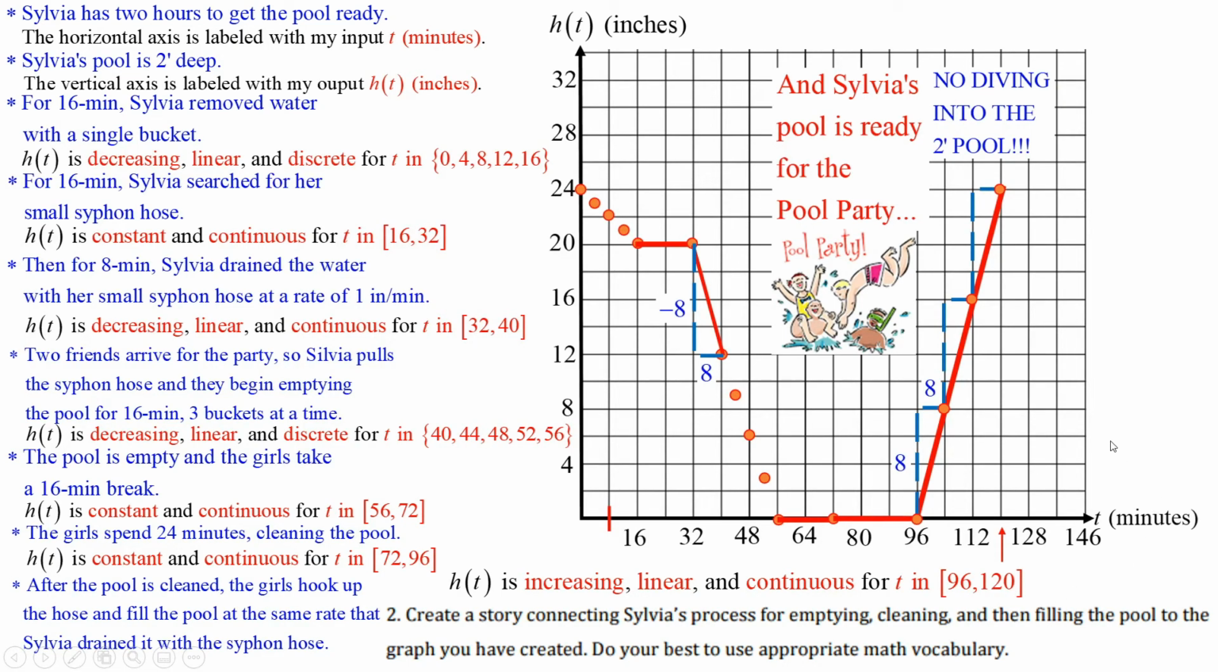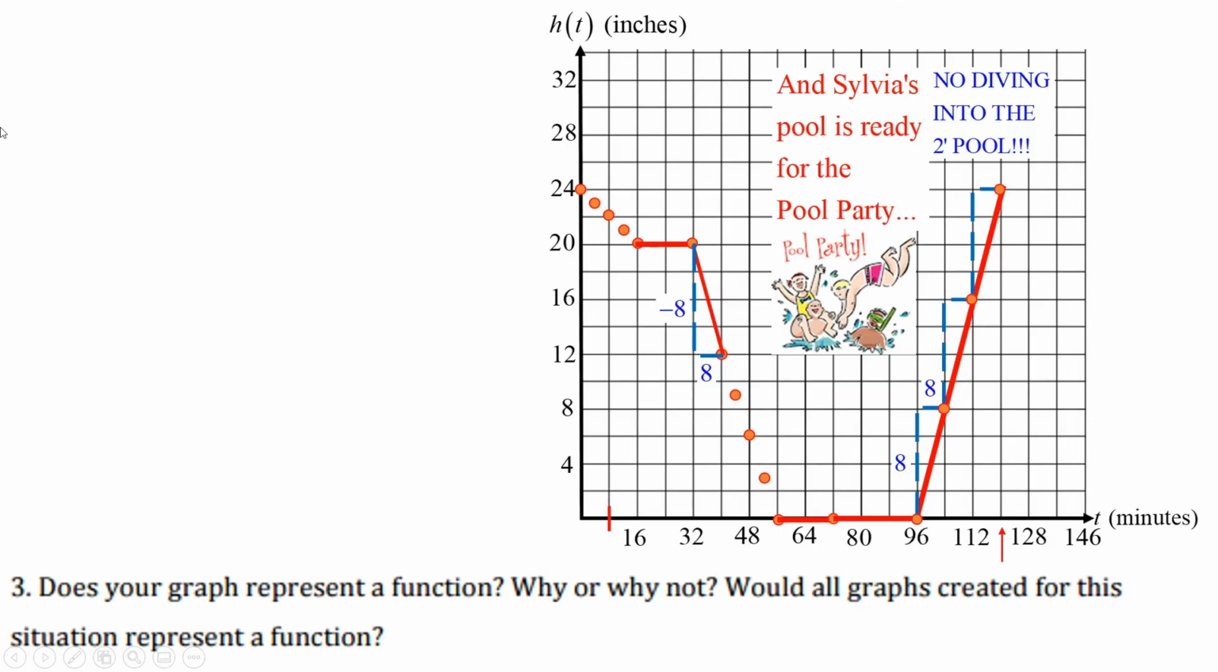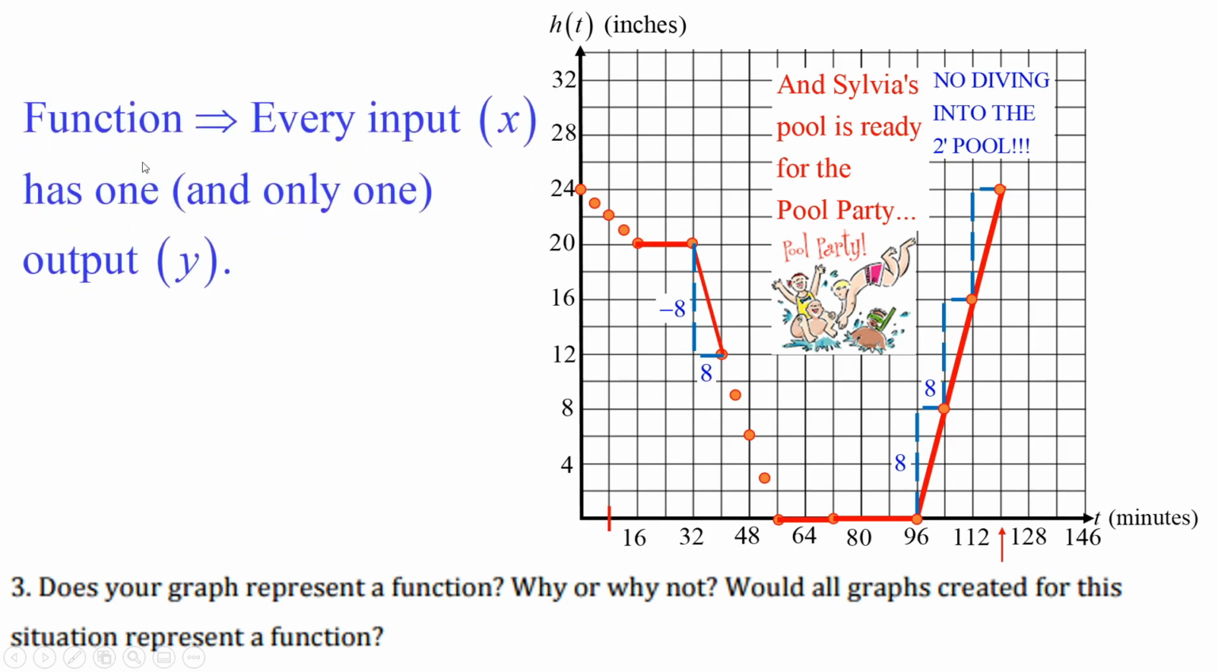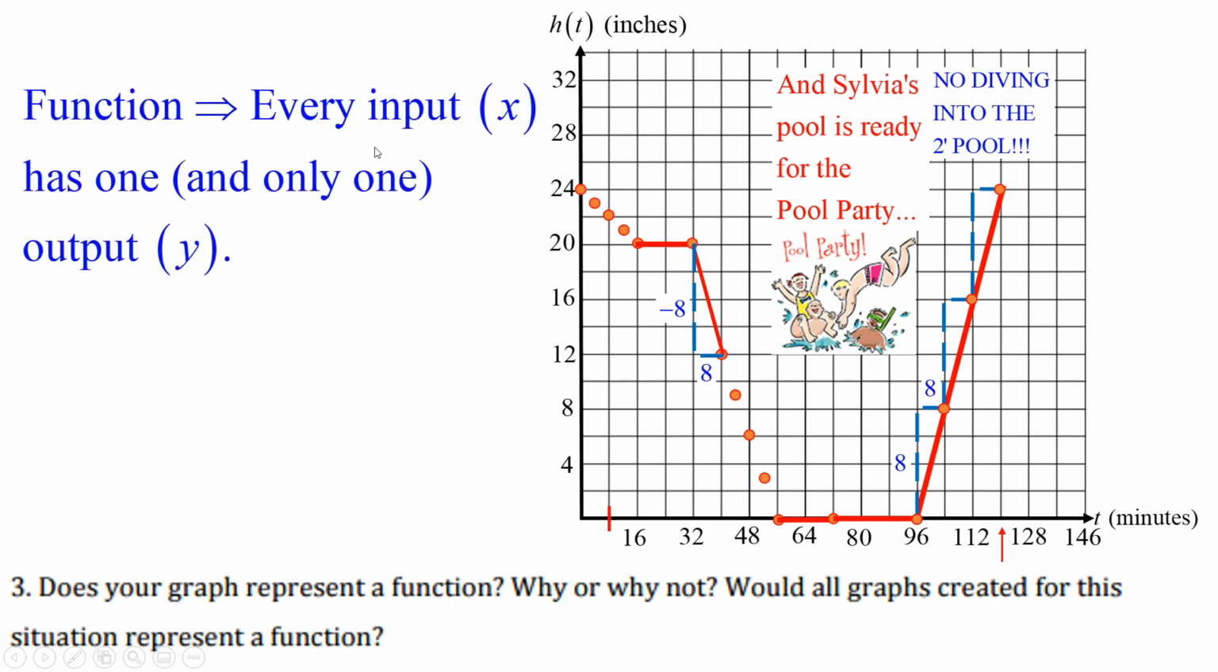There we go. There's our story with a lot of algebra notation too in there. I hope you guys are enjoying this. Now, does your graph represent a function? Why or why not? So we need to know, what is the definition of a function? I believe I called it a function a few times. All right. And there's a very simple definition. A function implies every input x, or in this case we're using t's, has one and only one output y, which we're talking about y is h of t here.